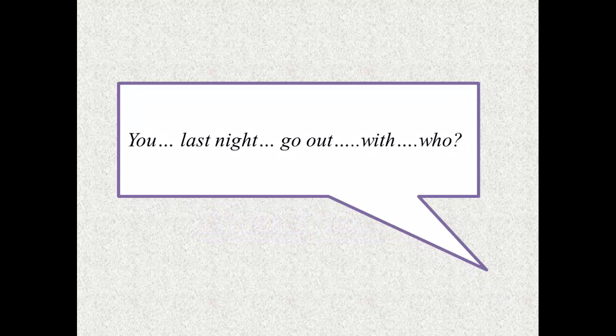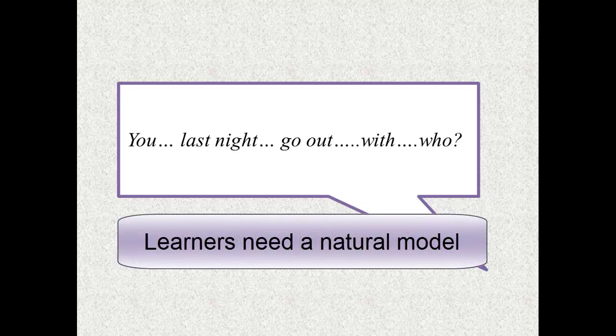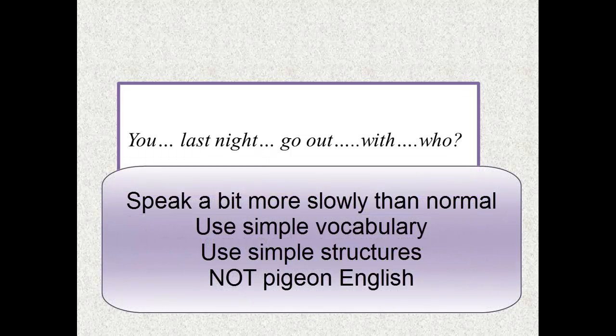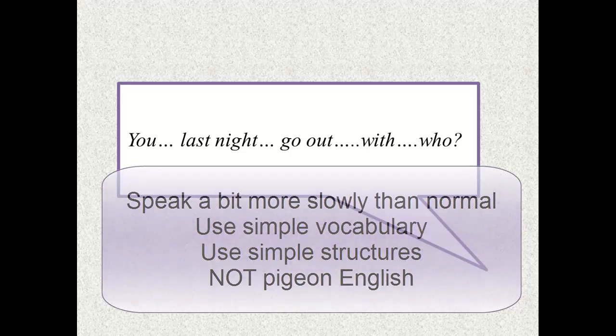This is another problem on the opposite end of the spectrum. You, last night, go out with who? You see that your low-level learners are struggling to understand you and you start to speak in pidgin English. Don't. They need a natural model. They need you to speak a little bit more slowly than you would normally. They need you to use simple lexis and simple structures, and in that way they'll understand, but they'll also get a good natural model which will stand them in good stead as they go further through the language.